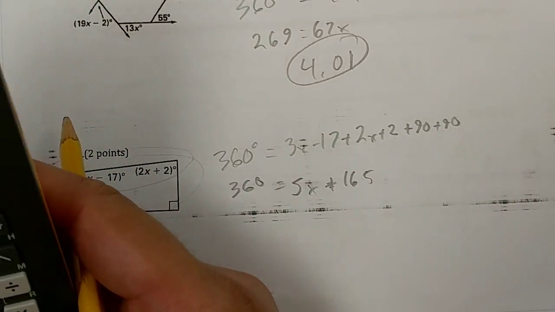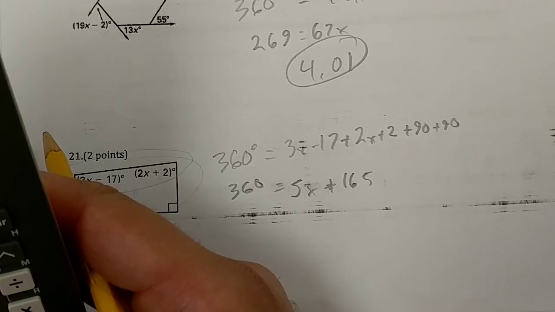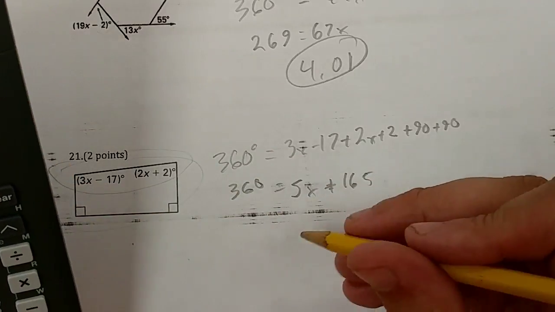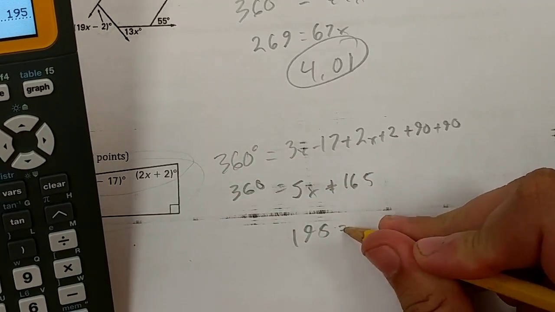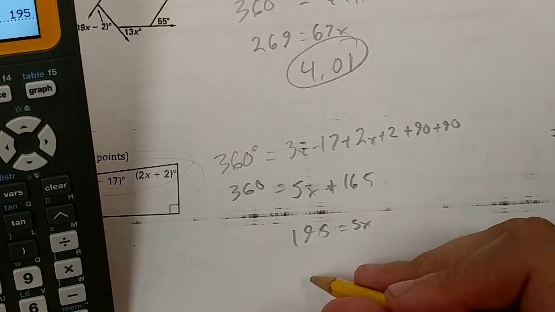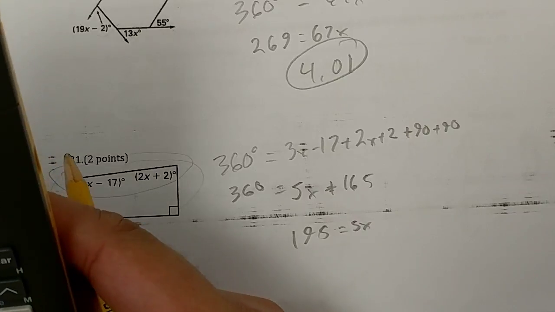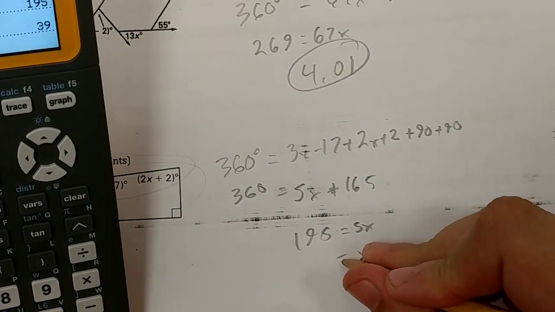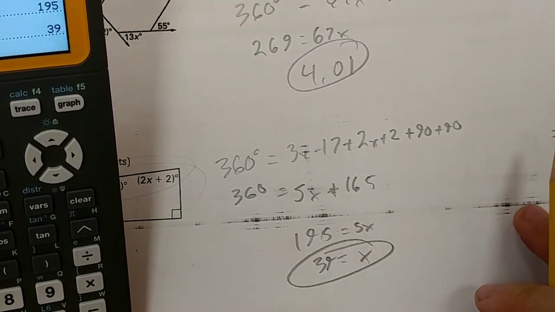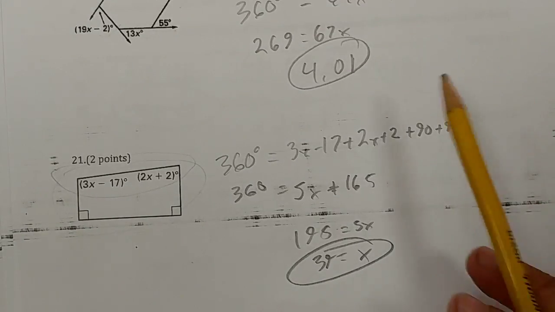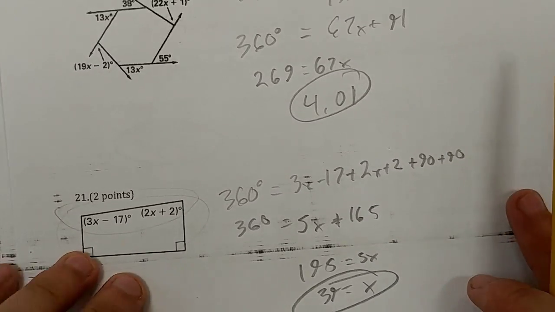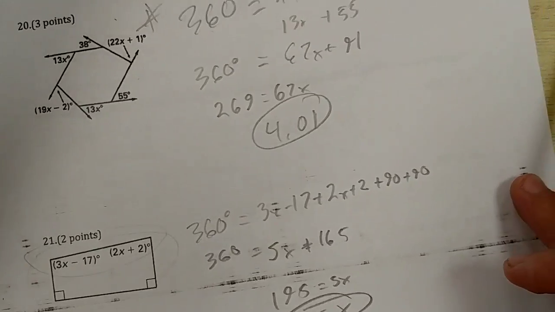Subtract 165 on both sides. 195 equals 5x. Divided by 5, x should be 39. X equals 39. Okay, I'm going to check if 20 was right. I might have made a mistake somewhere, but I can't see it right now.